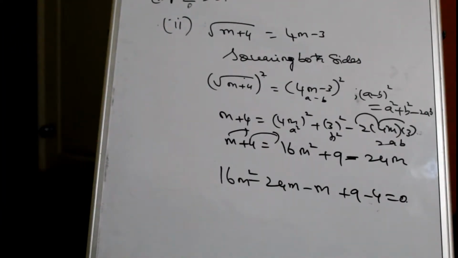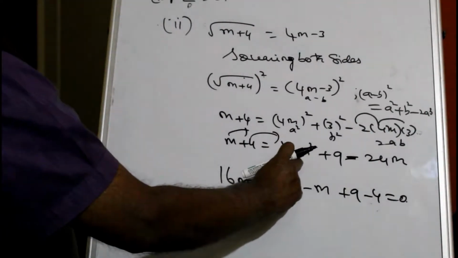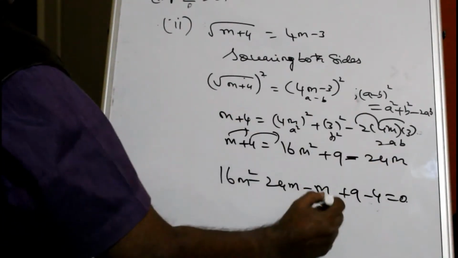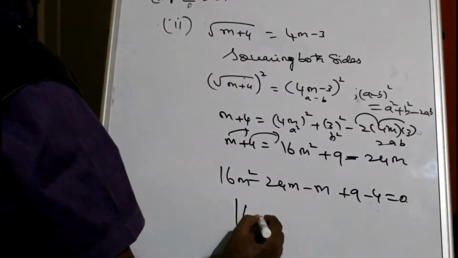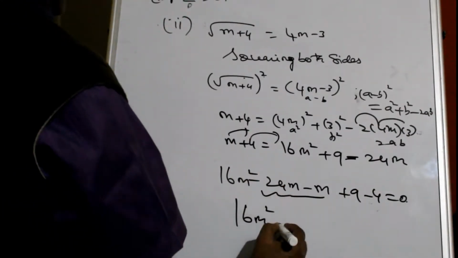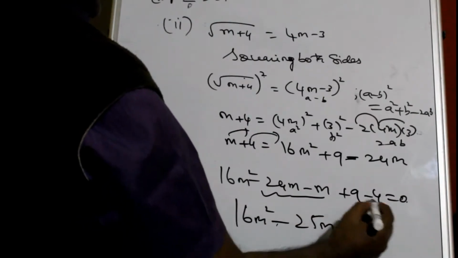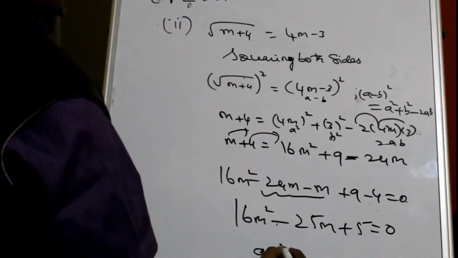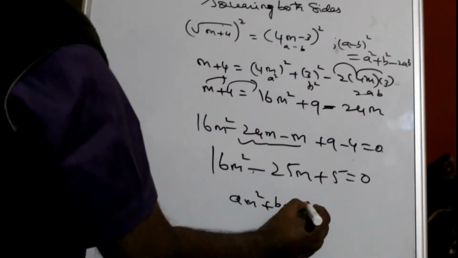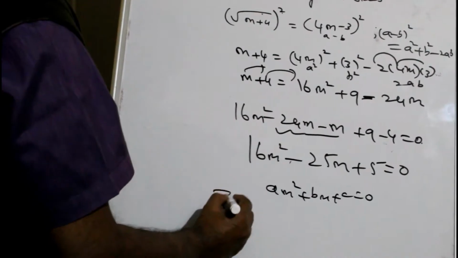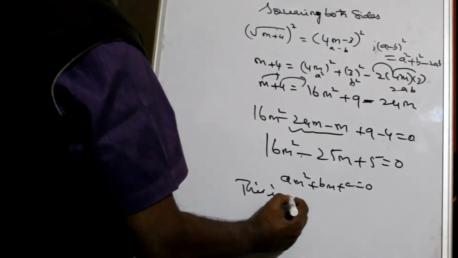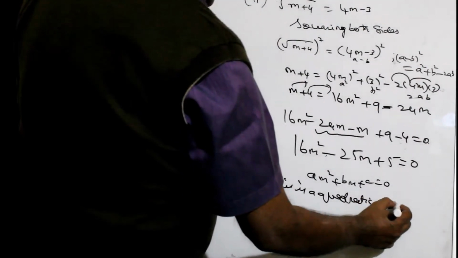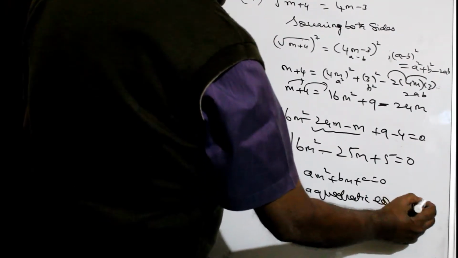Again I repeat, don't disturb this m square term. You write this plus 9 and minus 24m. These two you take to that side, it will become minus m and minus 4. Now look at 16m square. When you add, it will become minus 25m. 9 minus 4 is plus 5 equal to 0. This is of the form am square plus bm plus c. This is a quadratic equation in variable m.